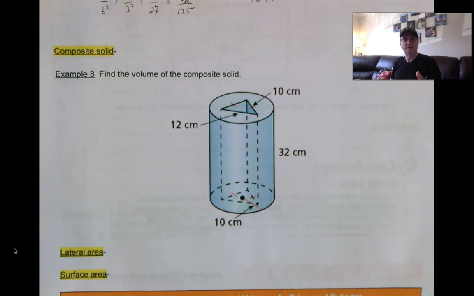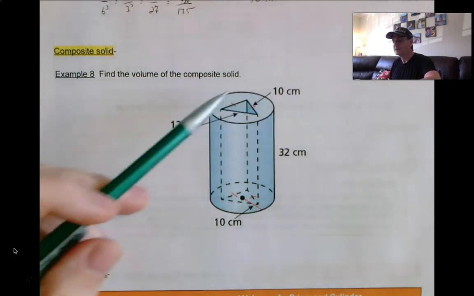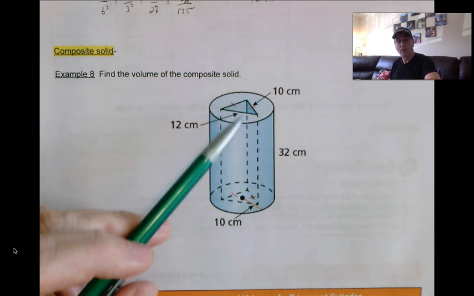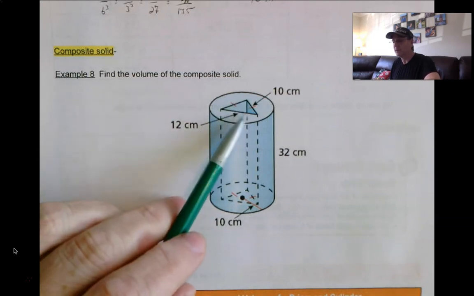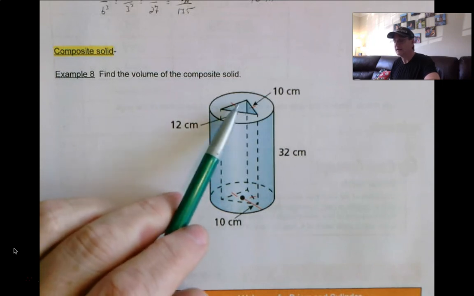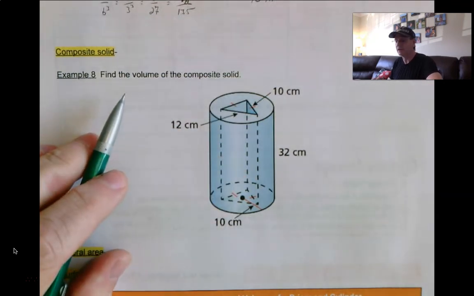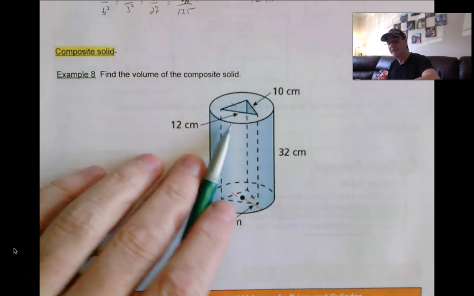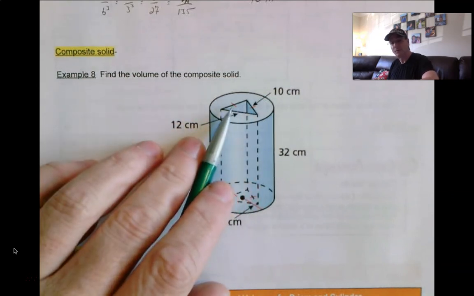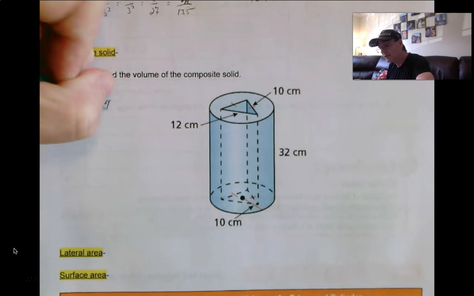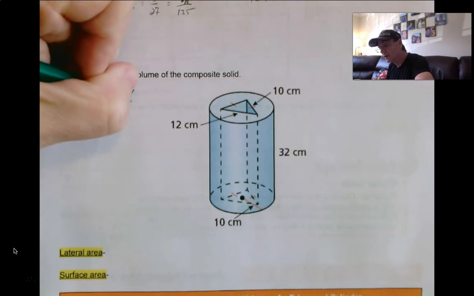It's more than one solid either put together or, in this case, subtracted. Okay, we have a cylinder with a triangular based prism hole cut out of it. And the triangular base is an isosceles 10, 10, 12 triangle. We want to find the volume of this solid. So to find the volume of this solid, we're going to find the volume of the cylinder, and then subtract the volume of the prism. So the volume of this solid is equal to the volume of the cylinder minus the volume of the prism.